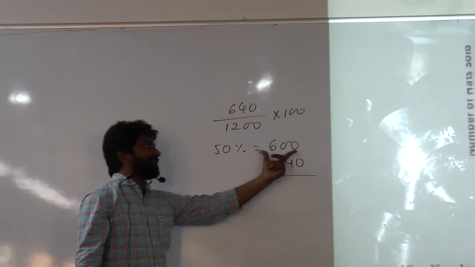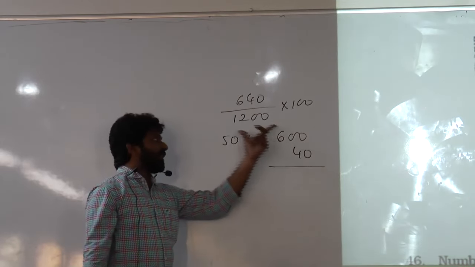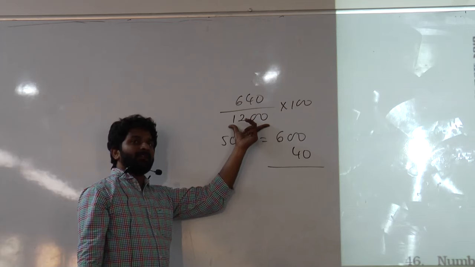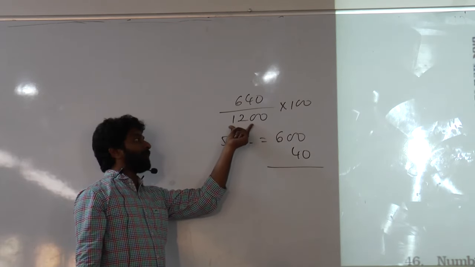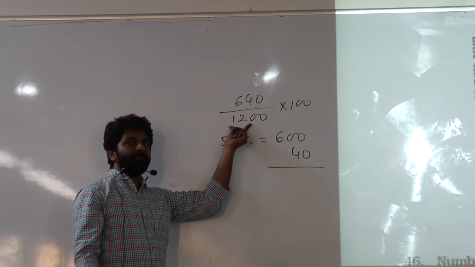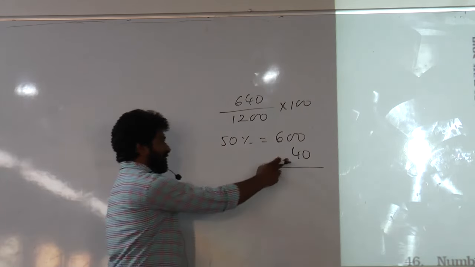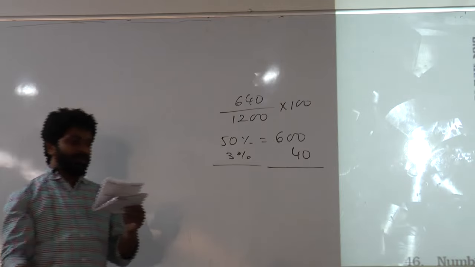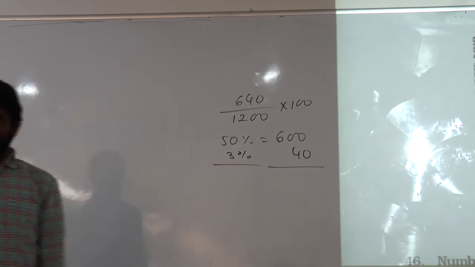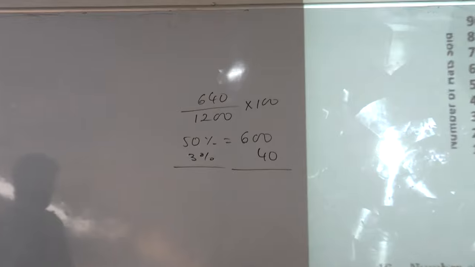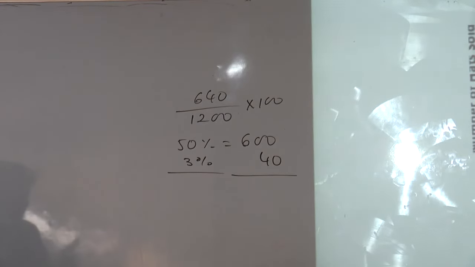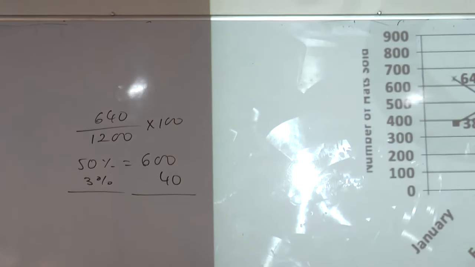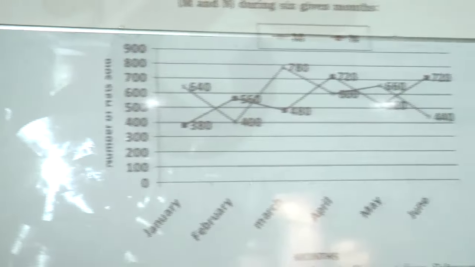If 50% is 600, or else wait, 100% is 1200, 10% is 120, 1% is 12, 2% is 24, 3% is 36. This is more than 36. Hence this value must be definitely more than 3%. The answer should be 53% and something else. Right? Next. 53 1/3% is the answer. That's it. Any other question?